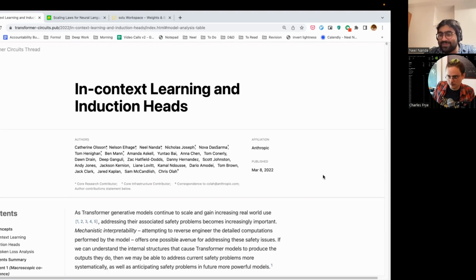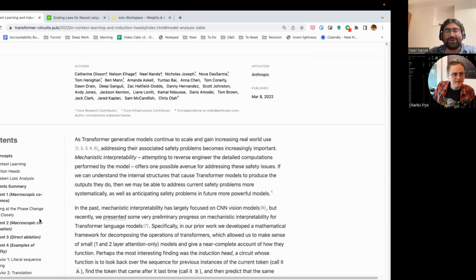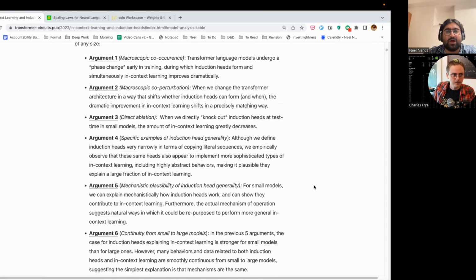And a lot of the paper is going through, in my opinion, slightly overly rigorous attempts to show that these are definitely happening. And I don't know, of the 6 arguments, I was convinced by argument 2. Briefly outlining what these 6 arguments are. There's macroscopic co-occurrence, which is this idea that there's this phase transition during training where models go from can't do in-context learning to can, don't have induction heads to do, and, like, sure would be weird if this is just a coincidence, right? That would be so suspicious.